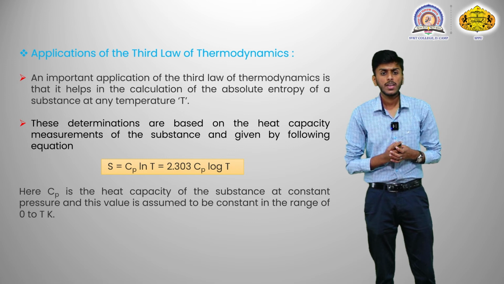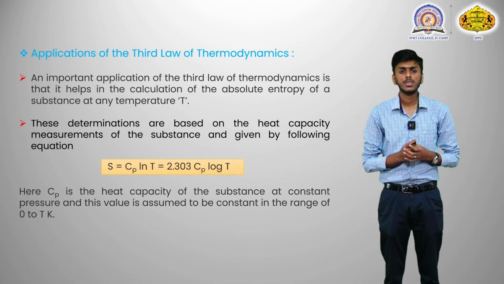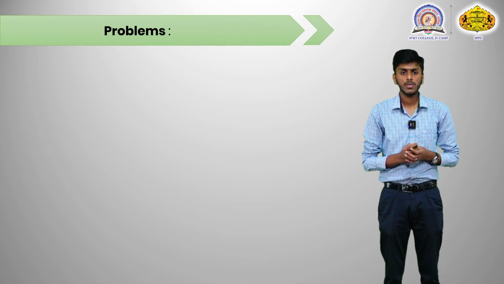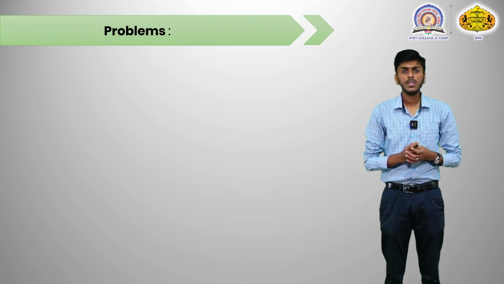Here Cp is the heat capacity of a substance at constant pressure, and this value is assumed to be constant in the range of 0 to T Kelvin. Now we will study some problems.